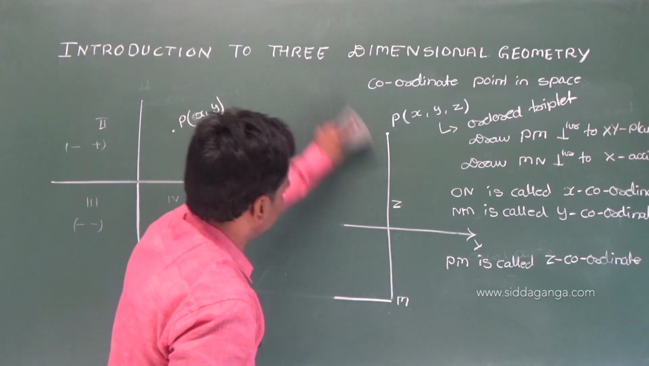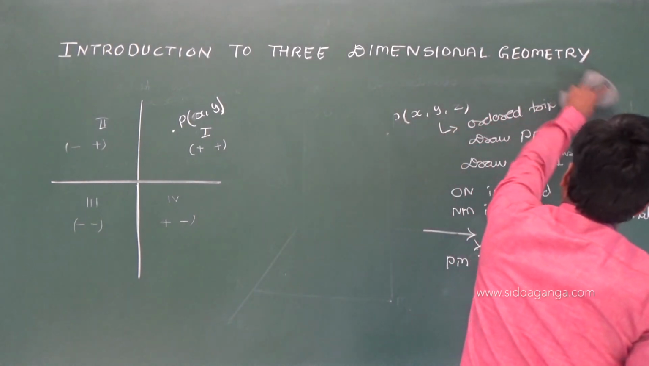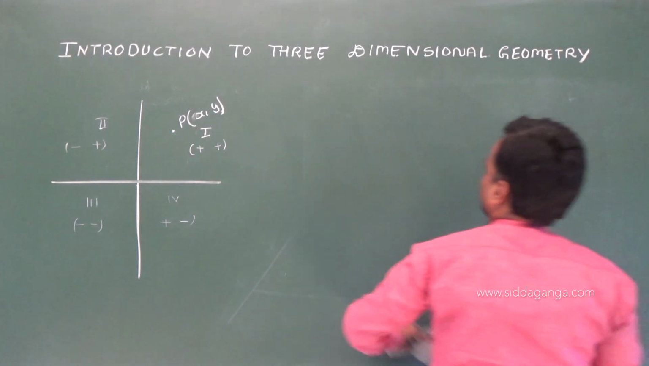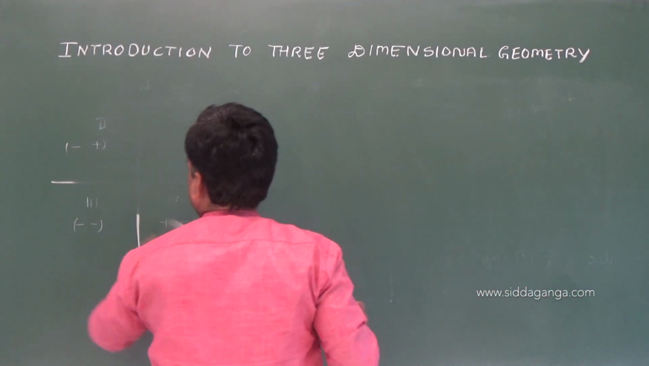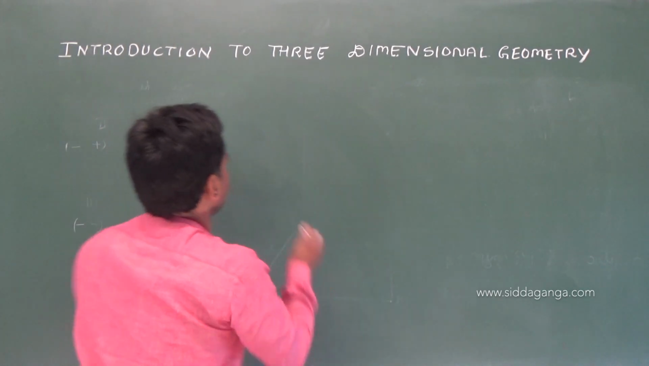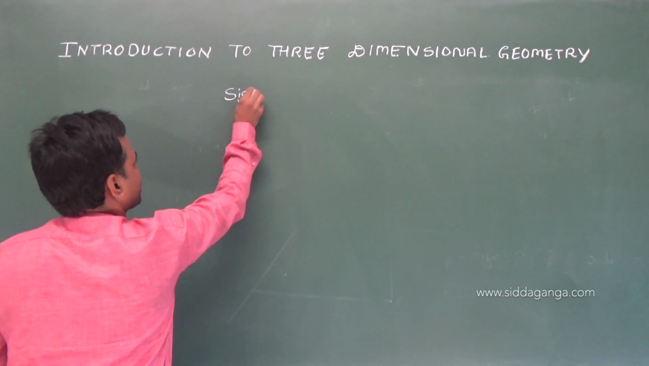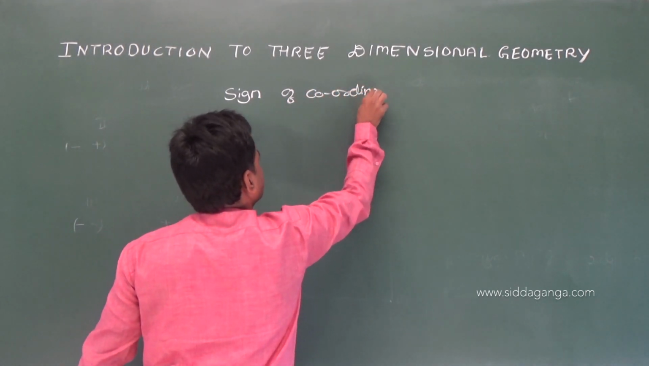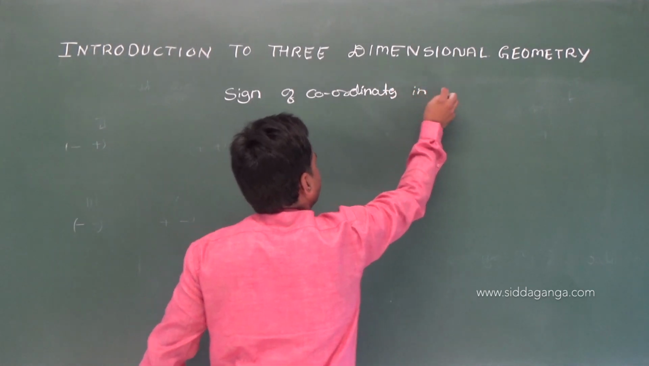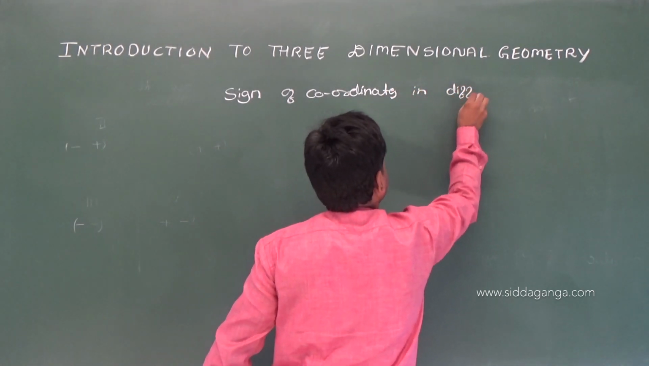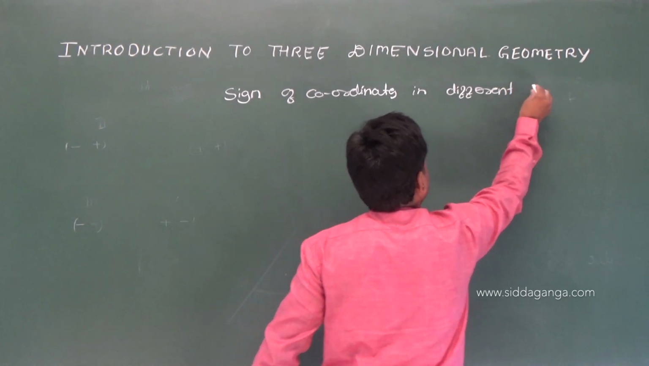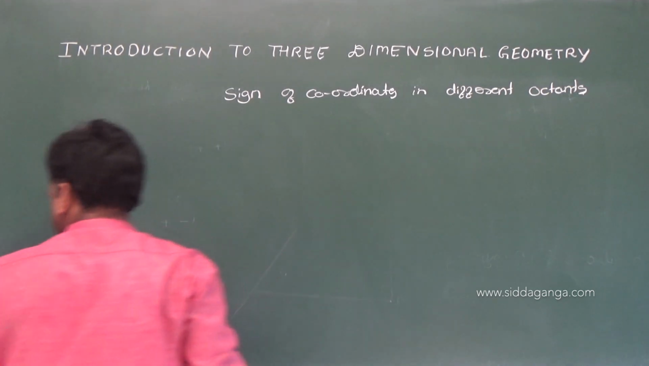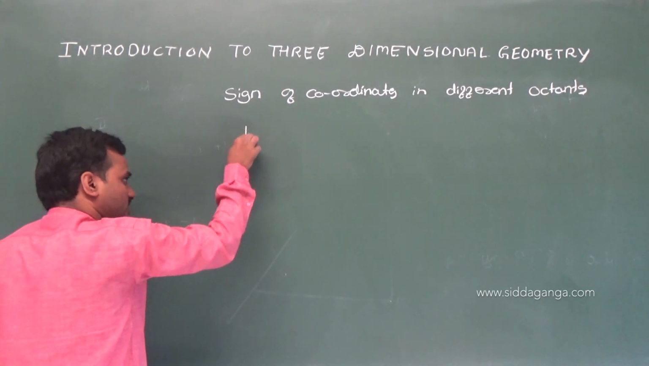Similarly, we see the sign of coordinates in different octants. Very important: the sign of coordinates in different octants. For that, 8 octants are there.